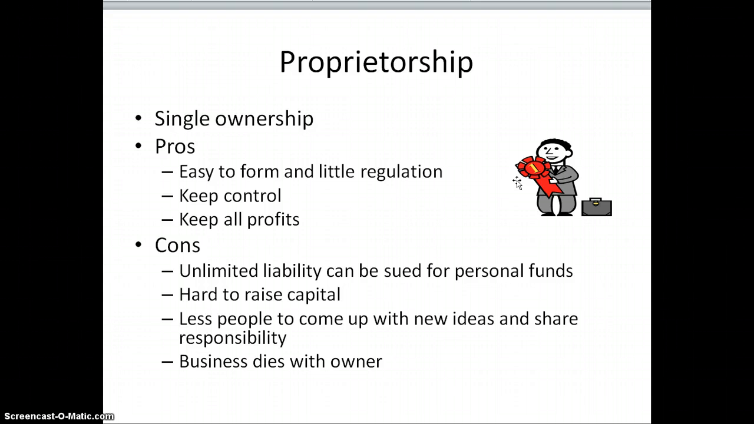Also, it's hard to raise capital. Banks won't give you as much money. You can't do a public offering on the exchange to get money. Also, there are less people to come up with new ideas and share responsibility. So if you're the one in control, it's only your ideas. Sometimes you become stagnant.